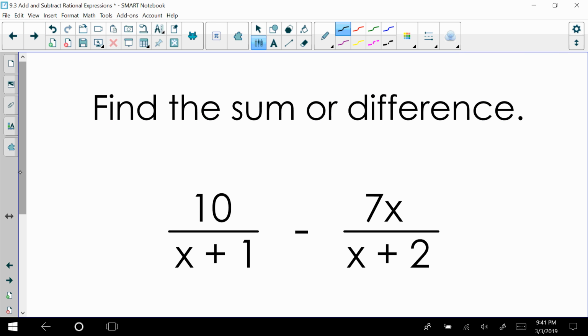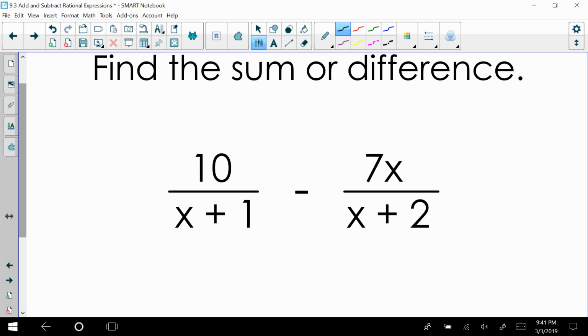All right, let's try another one here. Well, here, when I'm looking at this thing, I need an LCD. Well, this one here has an x plus 1. Here's the thing that I see from students all the time. I see students want to do this: just add 1 here, and then it'll be x plus 2.